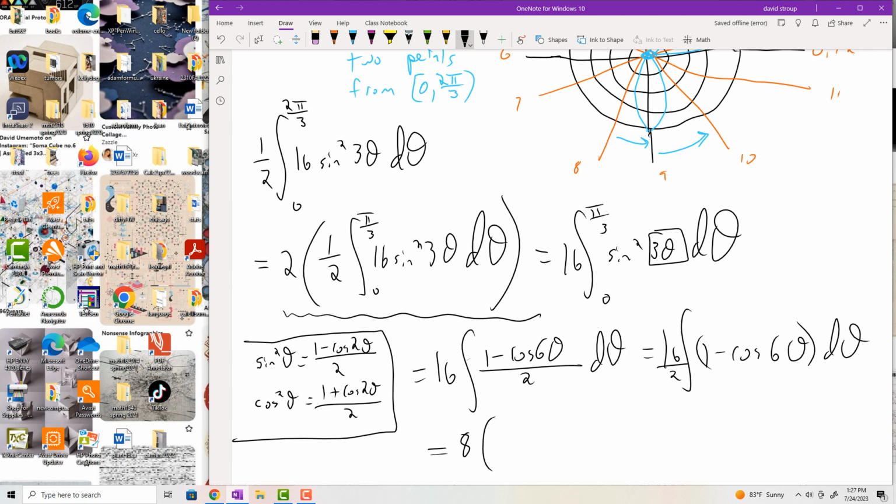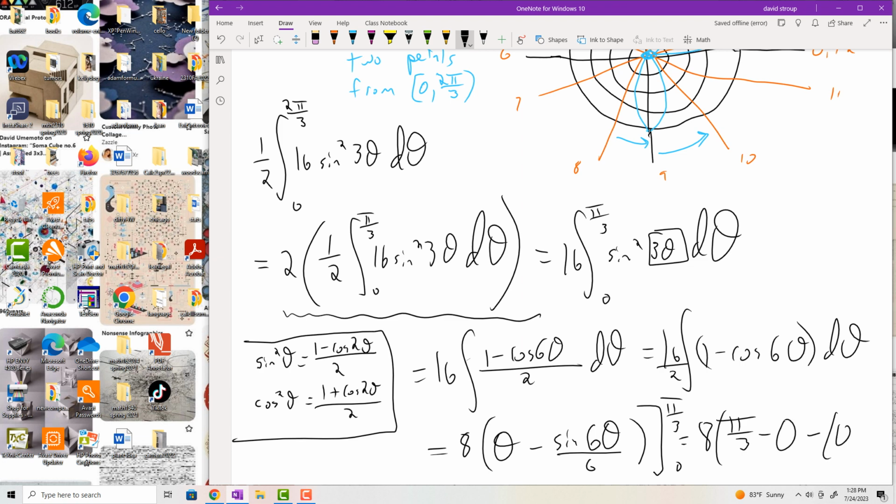16's half is 8. The integral of 1 is theta. The integral of cosine is sine. If you do a u sub, you'll get a factor of 1/6. And then we want to go from 0 to pi over 3. This will be 8 times pi over 3 minus sine of 6 times pi over 3, which is the same as 2 pi. Sine of 2 pi is 0. And then minus plugging in 0, you get 0. Sine of 0 is 0. So we're just going to get 8 pi over 3.